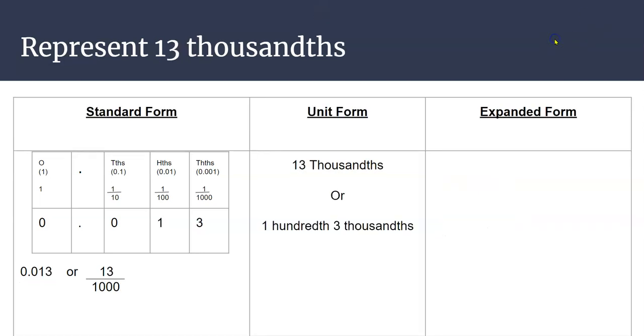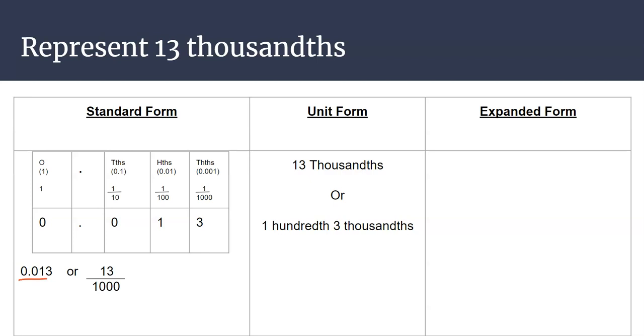Okay, let's go to our next example. So the next thing we're going to do is represent 13 thousandths. So let's represent it in standard form. We put all of our digits in the place value chart. So in standard form, I can write this number as 0.013, or I can write it as 13 over 1,000 to represent it as a fraction.